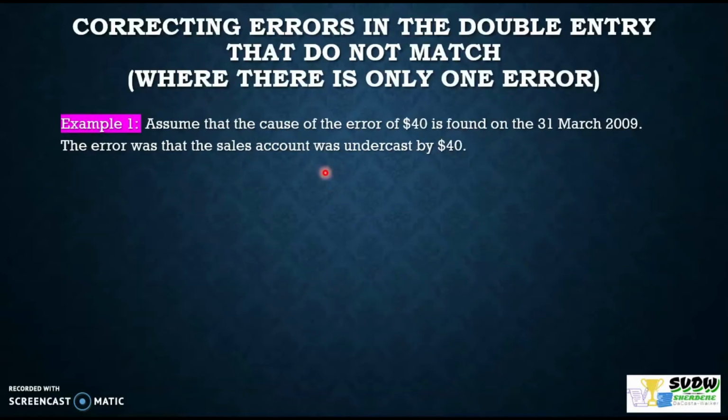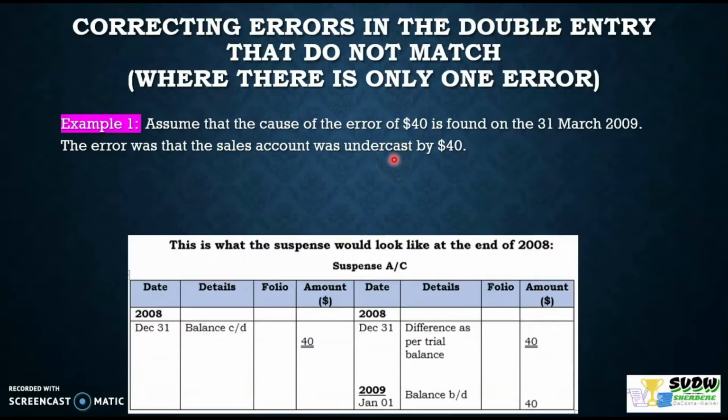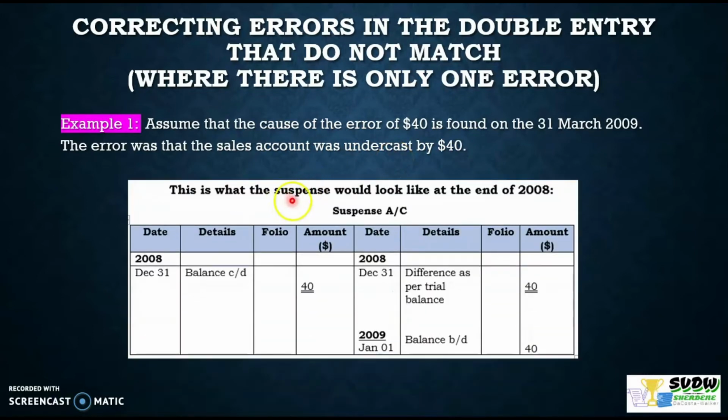All right, let us go through some examples. These examples are where there's only one error. So let's assume that the cause of the error of $40 is found on the 31st of March 2009. The error was that the sales account was undercast by $40. So the sales balance was short by $40. So this would be the suspense account at the end of 2008. We found the error in 2009.